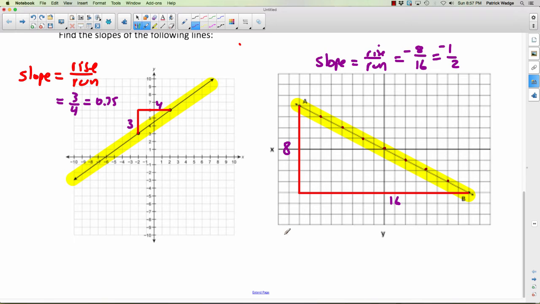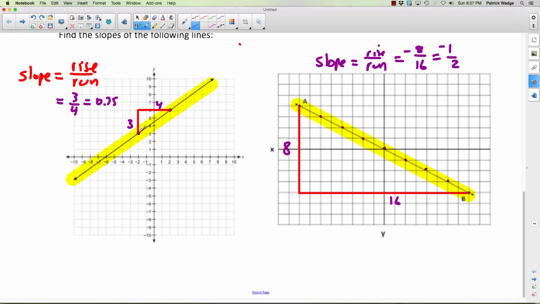Now, the way I usually do this is just worry about it at the end. I get my slope and then ask myself, is this a positive slope or a negative slope? Well, it's going up, so it's positive. And I find this one, I find the slope's 8 over 16, and then I go, is that going up or down? It's going down, so it's negative.